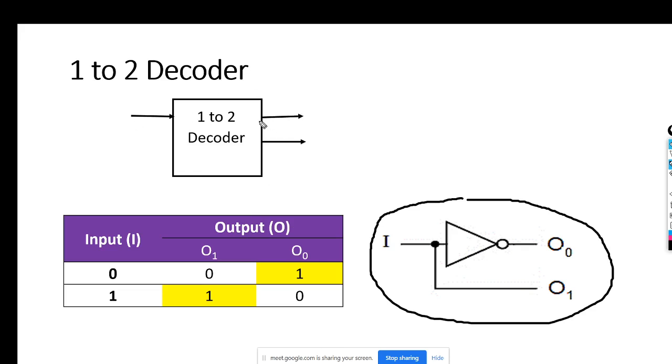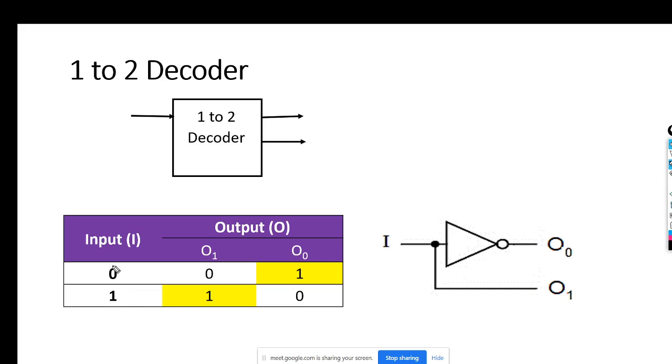There's one input, two outputs. But remember, only one will be one at a time. When this is one, this is zero. When this is zero, this is one. So this particular truth table will do it. For example, when input is 0, I want to make sure that this particular output is 1 and the other output is 0. When input is 1, I want to make sure that my first output is 1 and the zeroth output is 0. So how to implement this?